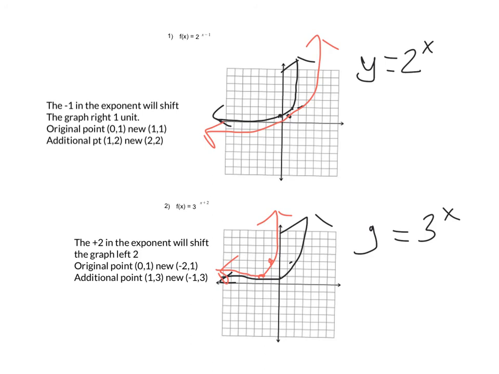So if you know the parent function, all the shifting is pretty easy to do. Inside the function, you shift left and right. When it's outside the function, you shift up and down.